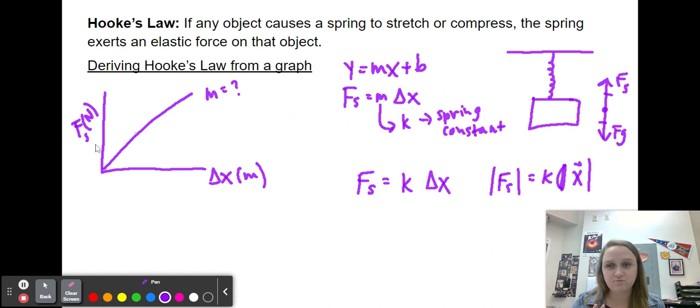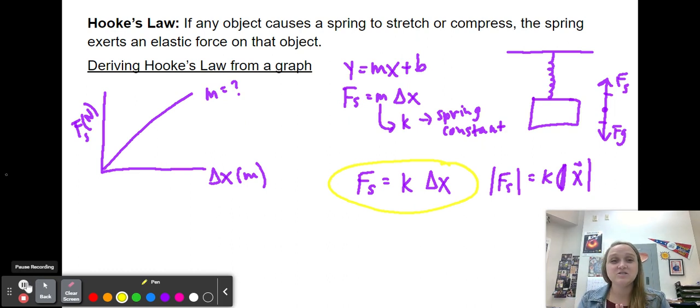That's where Hooke's law comes from, right here. This is Hooke's law. Quick reminder that it's there. All right, so that is Hooke's law.